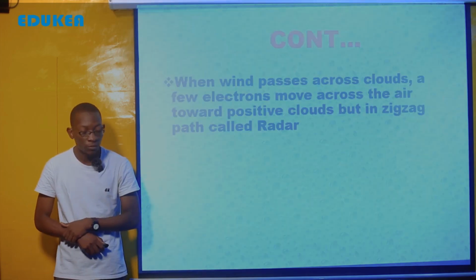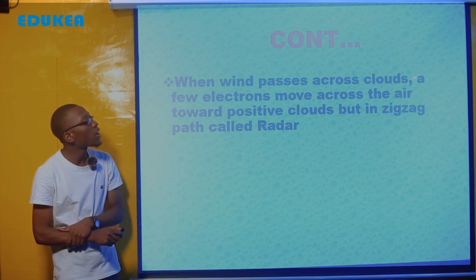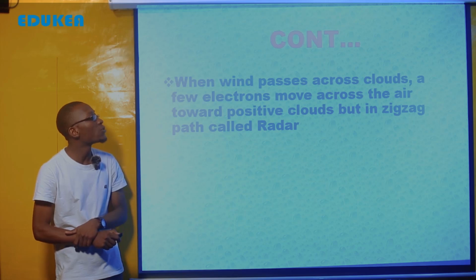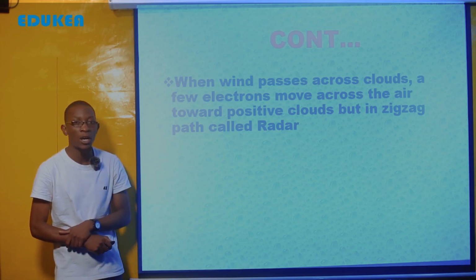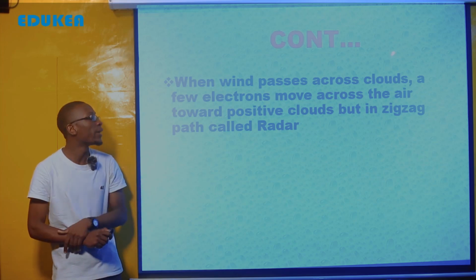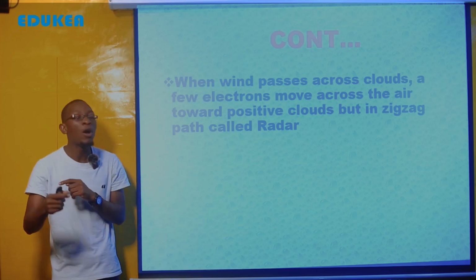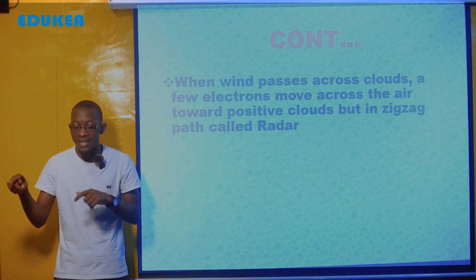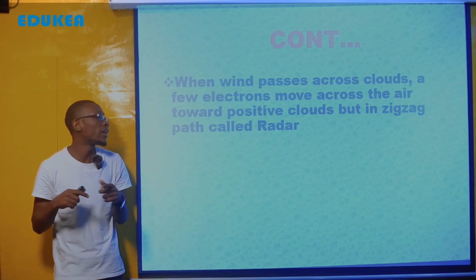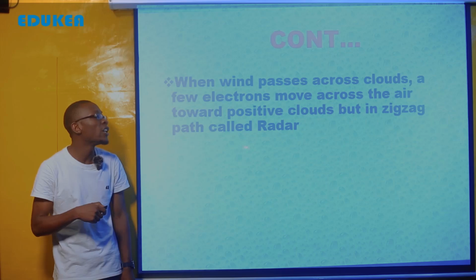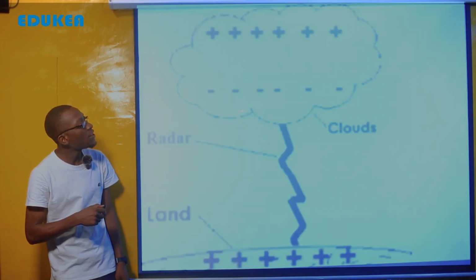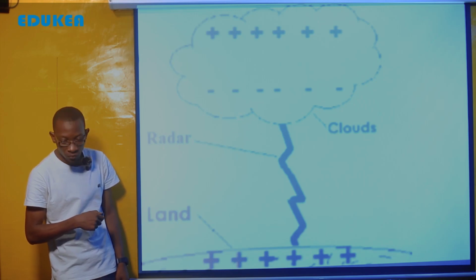When the wind passes across the clouds, a few electrons move across the air. The electrons move toward the positive clouds, but in a zigzag path, a path that is not clear, which we call a ladder. You see, there are a few electrons here.